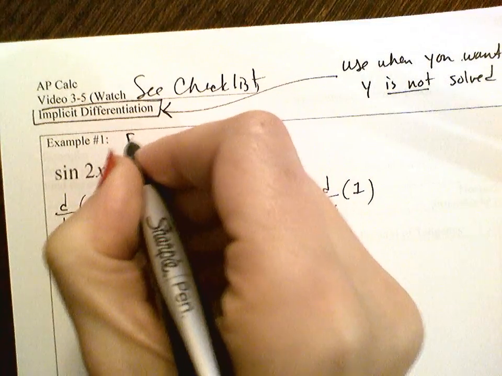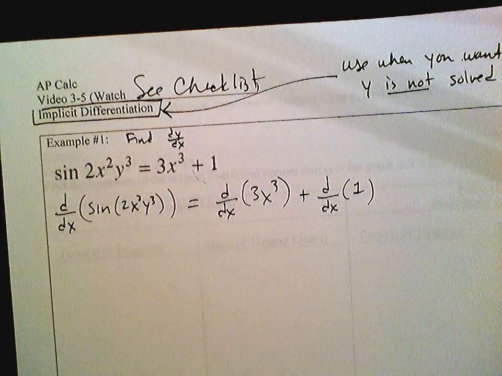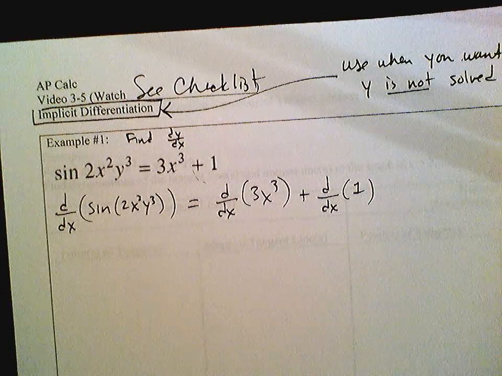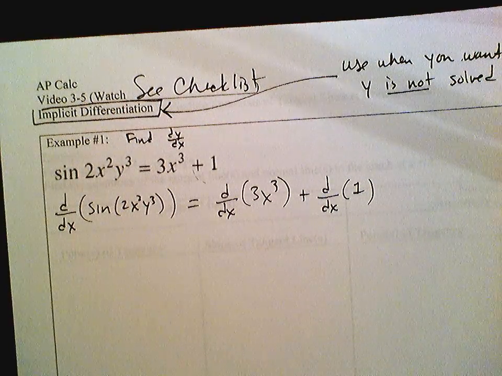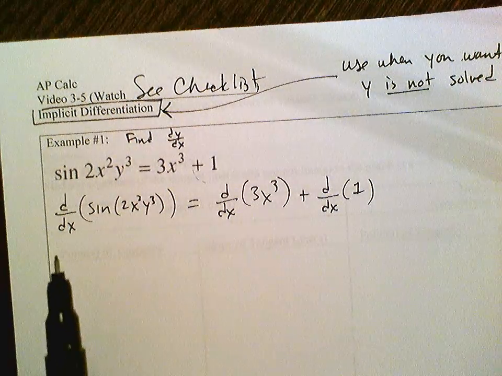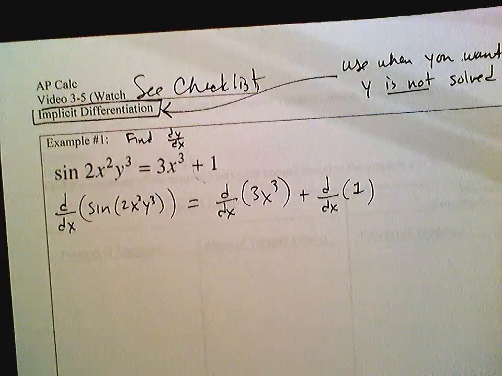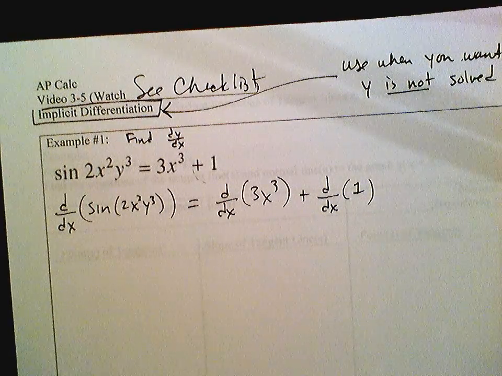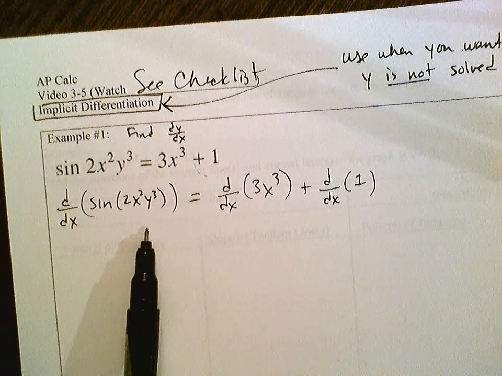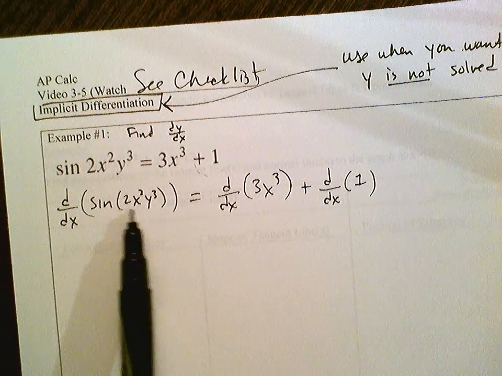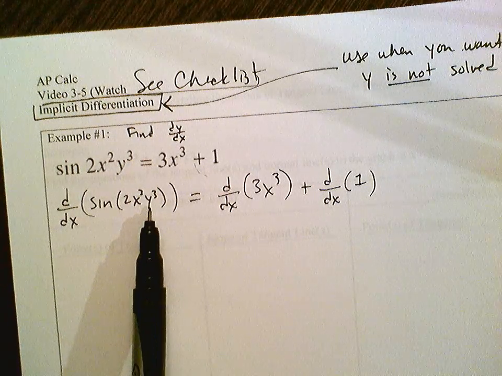And I didn't even give directions. The directions are to find dy dx. So that's the derivative of y with respect to x. And if y were solved for, we could just take the derivative like we've been normally doing, but since it's not, we've got to do this. Now we need to do chain rule on all of these. So we've got to do the chain rule here, no matter what, whether this was implicit or not, because we've got 2x to the second y to the third inside of sine.